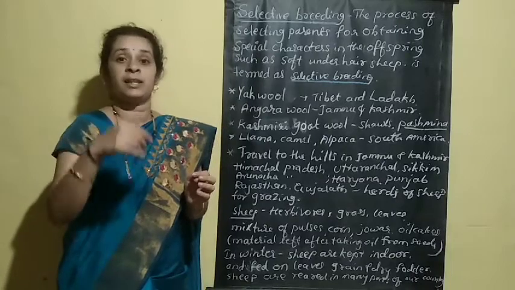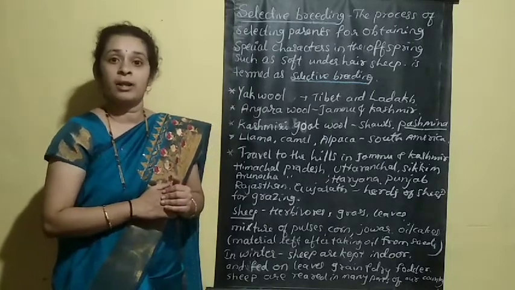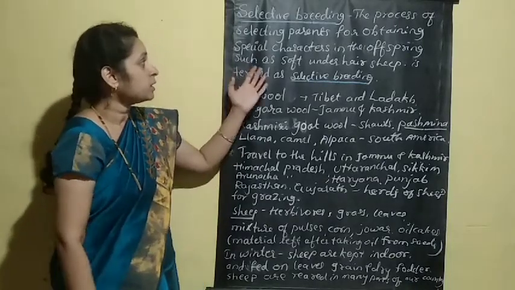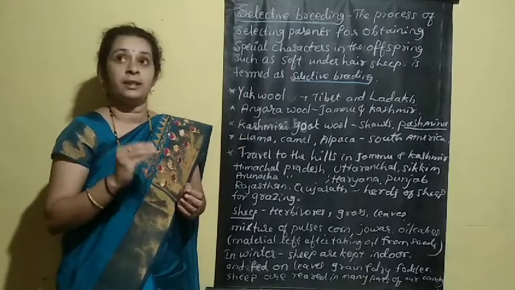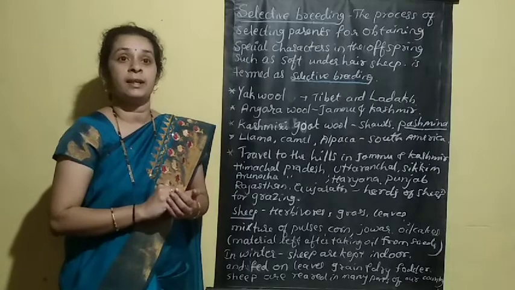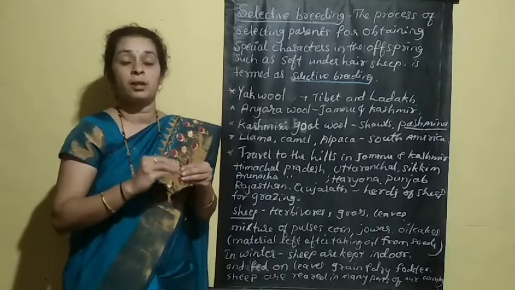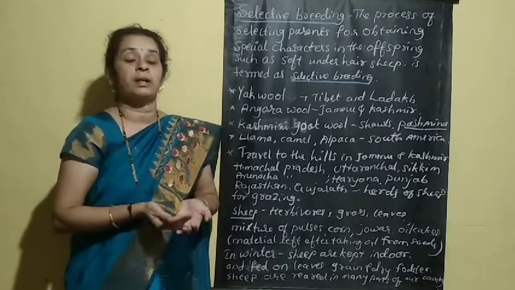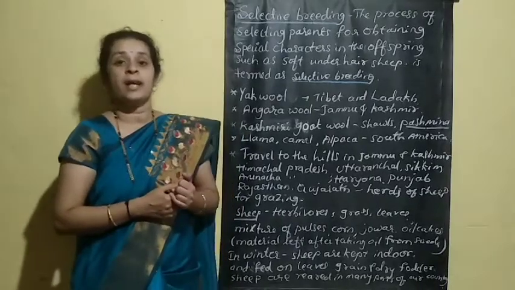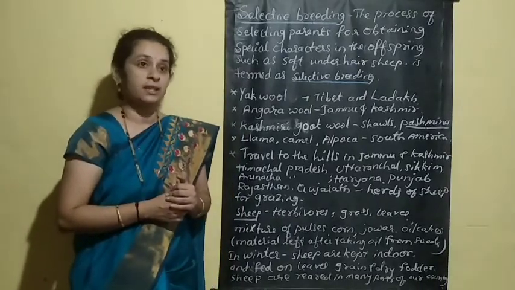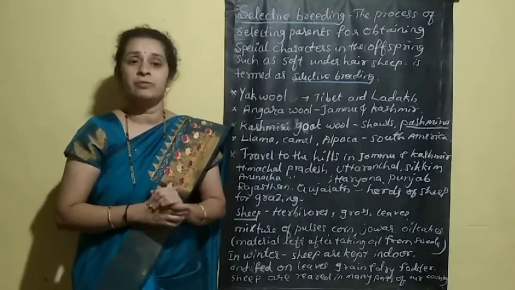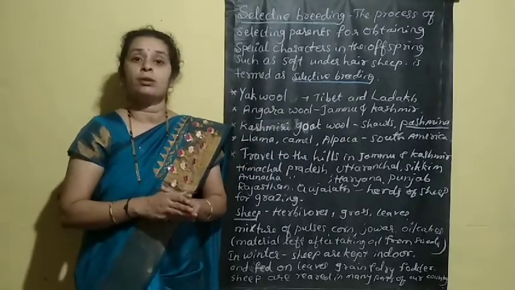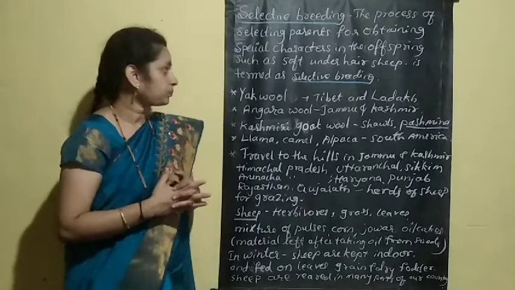In the children, the next generation animals, such as soft underhair sheep. Soft hair animals should be selected. That type of animals are selected, and they are bred among themselves, and they will obtain the same type of animal in the next generation. That is called selective breeding. That is very important for rearing of these sheep.